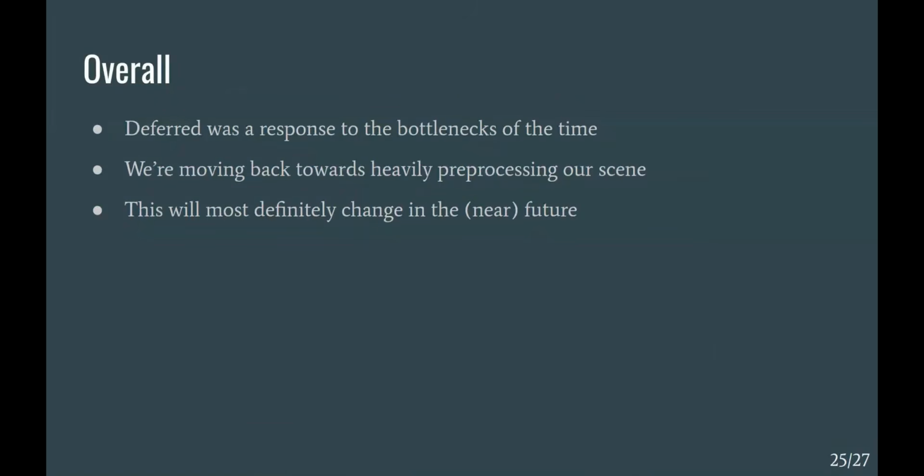So what are the key takeaways? Deferred rendering was really a response to the bottlenecks of the time, and that is seen in all of the sort of radical new ideas that we see in rendering. Nowadays, we're moving back towards heavily pre-processing our scene, similar to what we did in the 70s, 80s, and 90s. And so in the future, things are going to change, the bottlenecks are going to change, and I'm afraid we're probably going to be doing a lot of reading decades-old papers on ideas that have suddenly become relevant again.